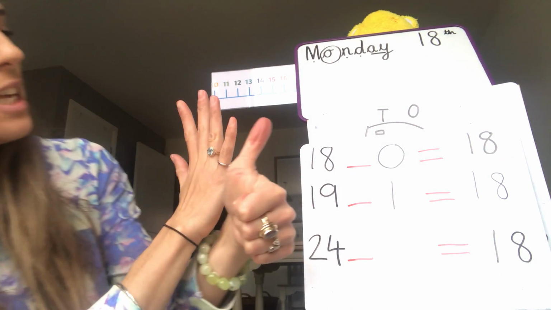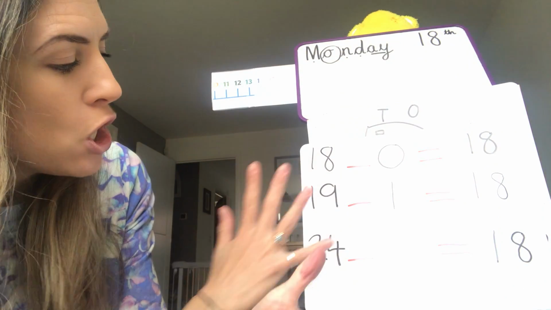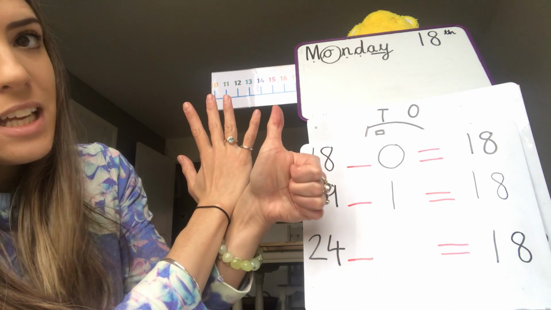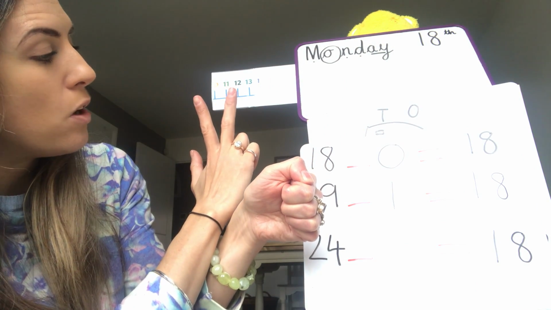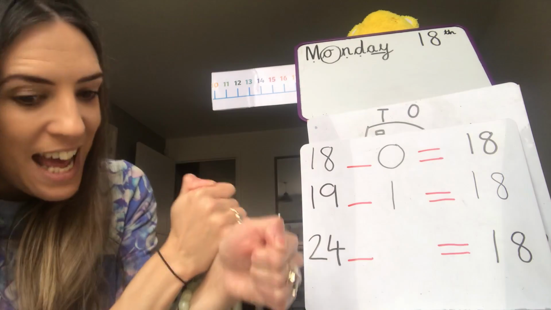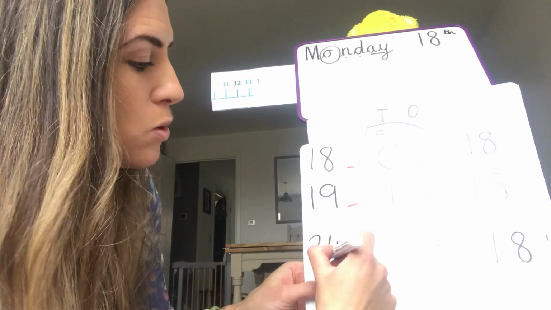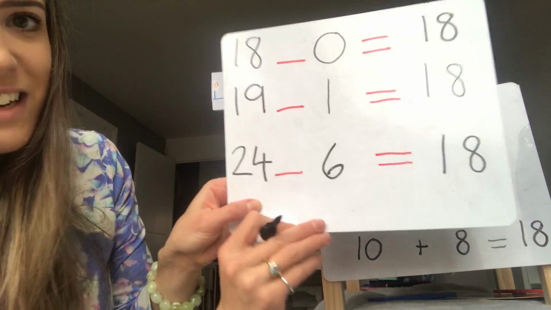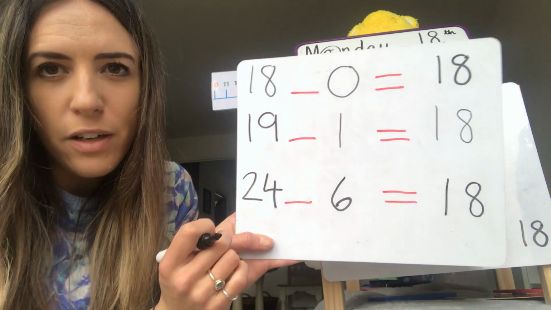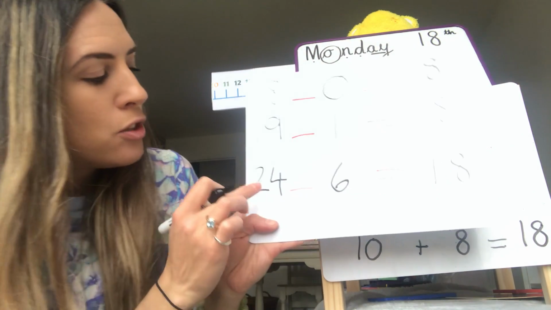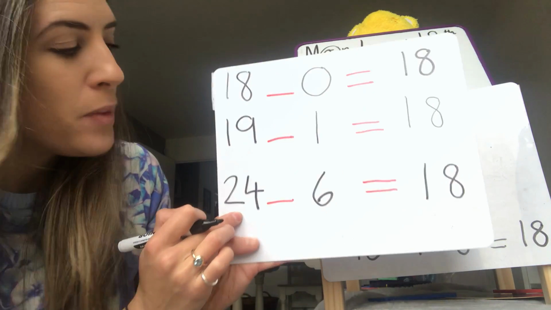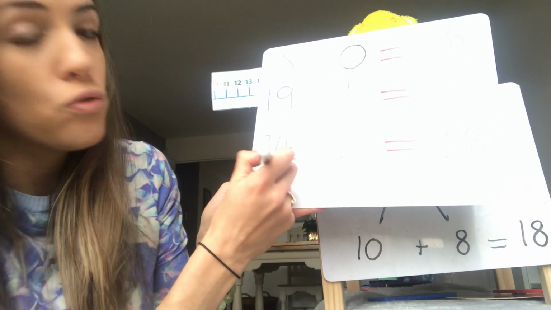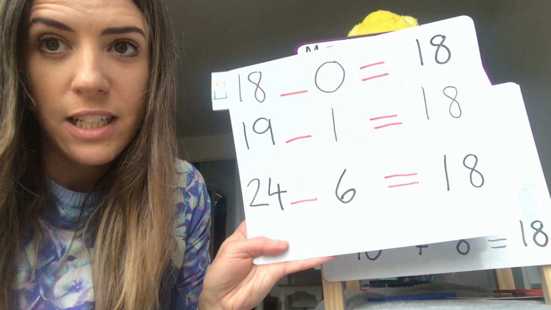Let's just check by taking them away. So we've got 6 fingers here. Let's see if 24 take away 6 equals 18. So 24, 23, 22, 21, 20, 19, 18. It does work. So 24 take away 6 equals 18. Fab. How many different ways can you do that? Choose numbers that are bigger than 18, count backwards and see if you can work out the answers. You could draw your blobs and cross out if you need to do it like that.